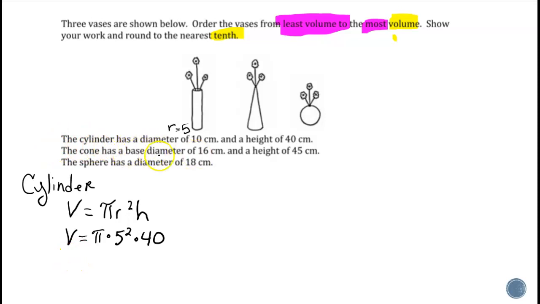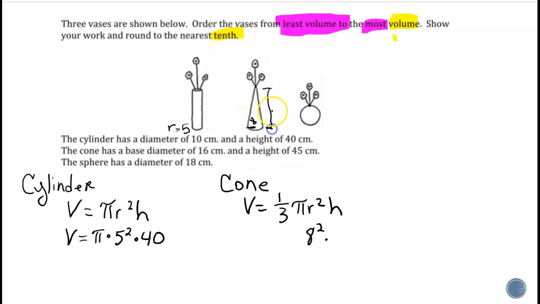The cone has a base diameter of 16, so here I have a cone, so I need to focus on what my formula is for volume of a cone. Volume of a cone formula is 1/3 pi r squared h. And then, so I think, okay, I need to know r. Well, they give me diameter. Diameter is the full length across the base, but I only need the radius, which is halfway, so my diameter 16 means my radius is 8. I can put that in my formula, times my height of 45.